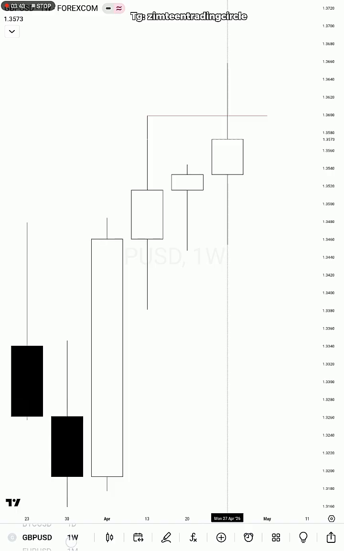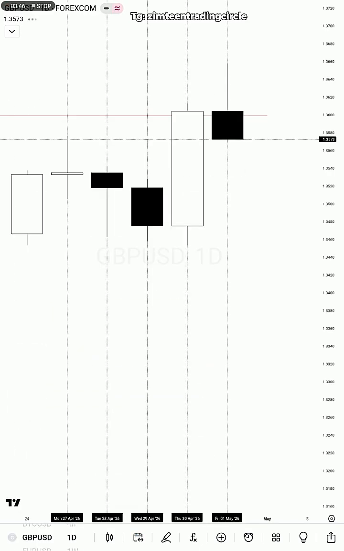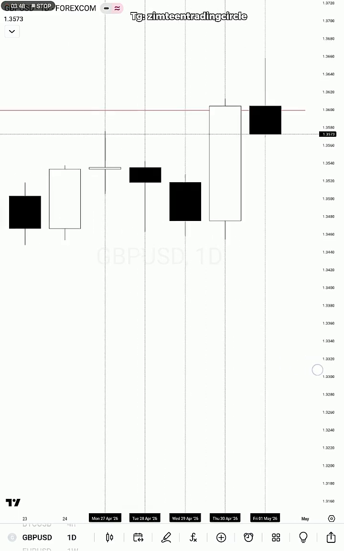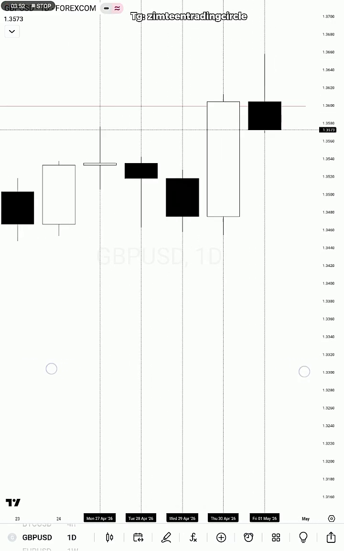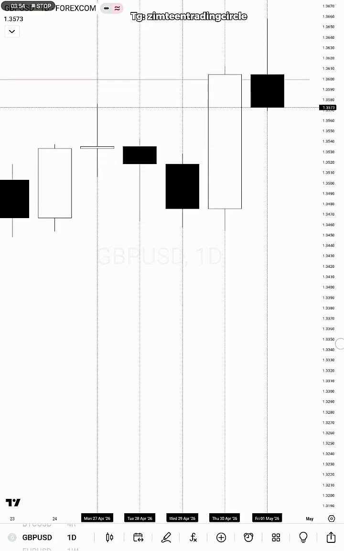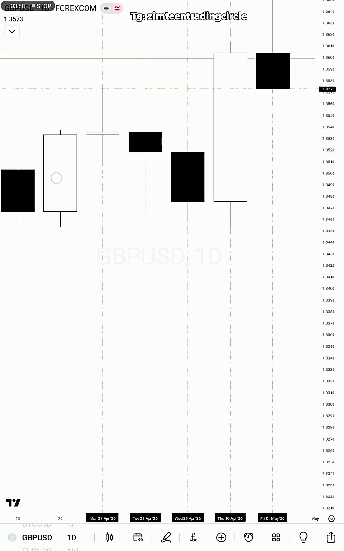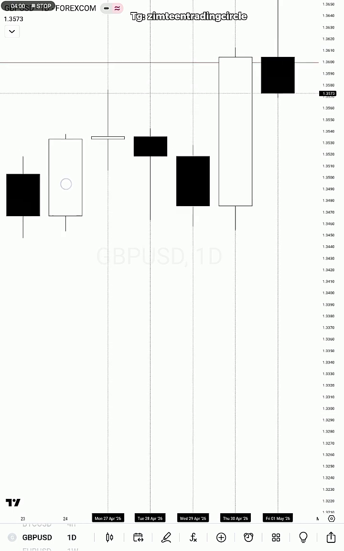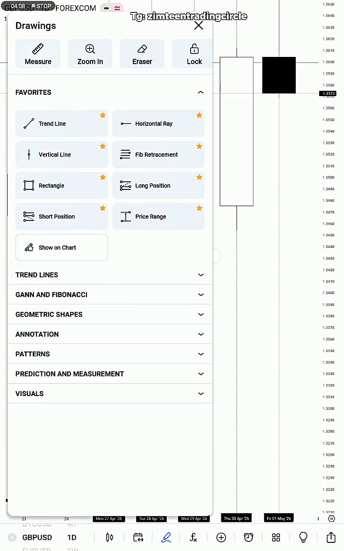Now I'm going to the daily time frame. Remember, we are to talk about this week's price action, and on the daily time frame right here, I've already marked out Monday to Friday. This is our Monday candle, which took Friday's high and closed back in the range. I'm not here to talk about this price action, but let me briefly make you understand something.